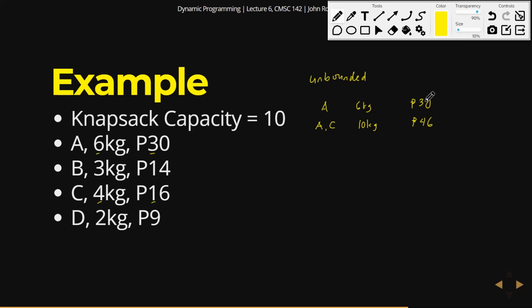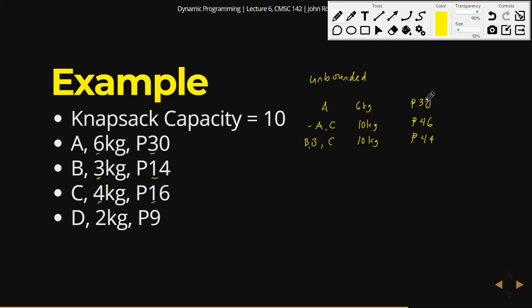Well, let's see. Now, let's try other things. How about if we have 2 B's, so that would be 6 kilos, and then add the C again, right? So that would be 3 plus 3 plus 4, so that would be 10 kilos as well, and the total value would be 14 times 2, so that's 28, plus 16 would be only 44. So it's actually worse than the previous combination. So maybe not this one.